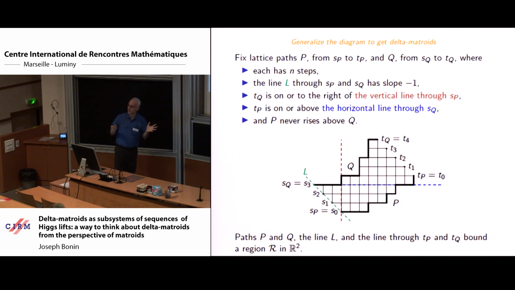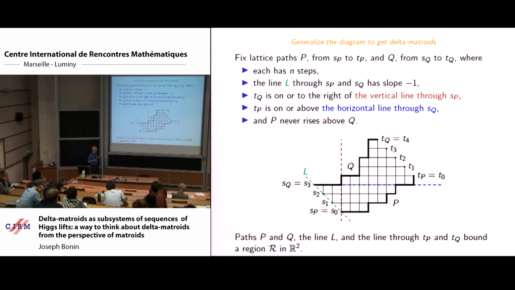So now, to generalize them, we're going to again have two bounding paths, P and Q. They're both going to be of the same length, but now they don't have to start and end at the same point. Okay? P is going to start at SP and end at TP. Q is going to start at SQ and end at TQ. And the line through those starting points has to have slope -1. The line through the ending points has to have slope -1.